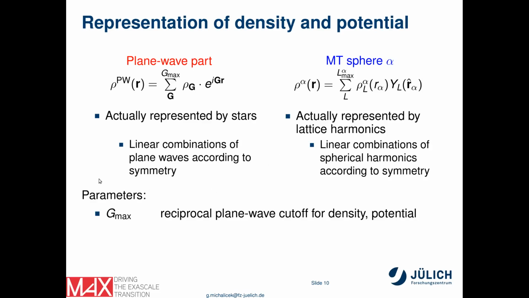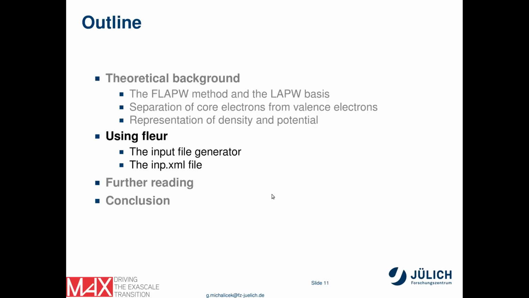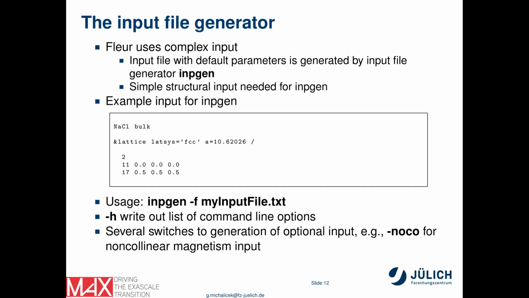We have new parameters here. So the most important is G max, and this is the reciprocal plane wave cutoff for the density and the potential. And of course the expansion in the muffin-tin sphere also has an Lmax cutoff parameter, and this is the same that we use for the LAPW basis. So let us go to the input files to Fleur.